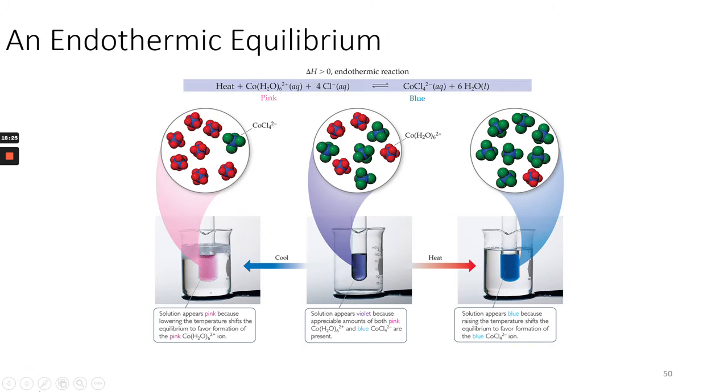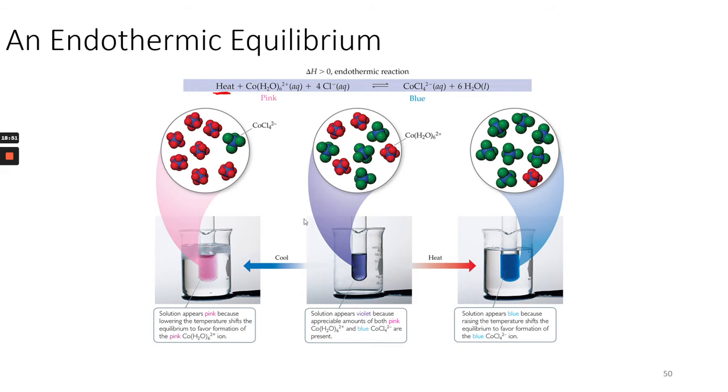Temperature. So here we have an equilibrium reaction, and it's nice because it's different colors. It's endothermic, so the heat is a reactant. If the reaction is favoring the reactants, it's pink. If it's favoring the products, it's blue. If it's at equilibrium, it's a mixture of blue and pink, which makes purple.